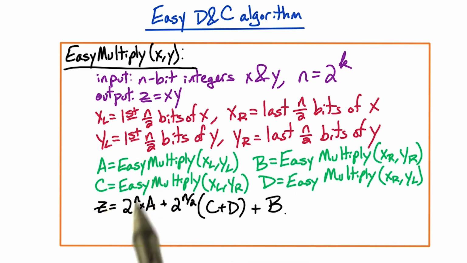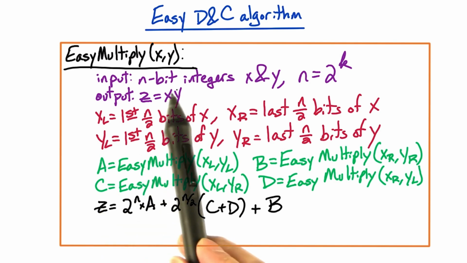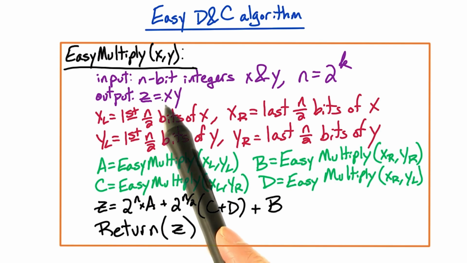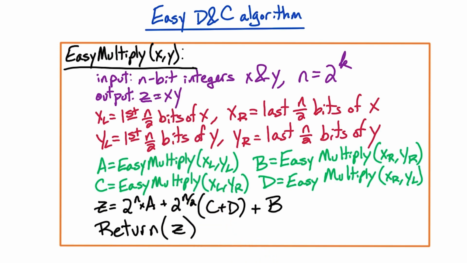In particular, z, which is x times y, is equal to 2 to the n times a, plus 2 to the n over 2 times the quantity c plus d, that's these cross terms, xl times yr and xr times yl, plus b. We got this expression on the last slide. Finally, z is the quantity that we want to return. z is equal to the product x times y. That completes the pseudocode for this easy divide and conquer algorithm.